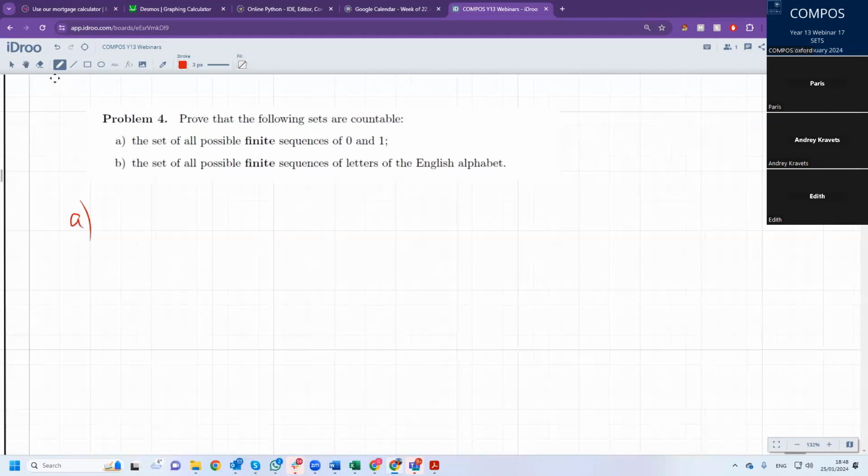So the first solution is to write in columns. The first column is sequences containing just one digit, so it's going to be 0 and 1. That's easy. Then the second column is going to be 00, 01, 10, 11. The next column is going to be 000, 001, 010, 011, 100, 101, 110, 111.